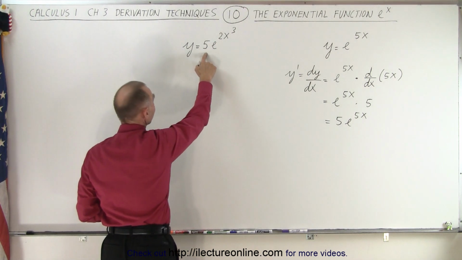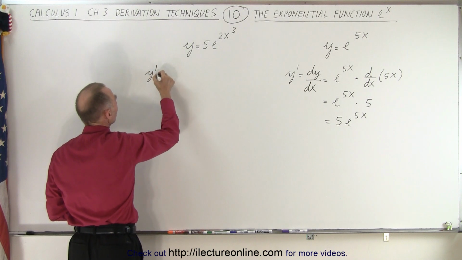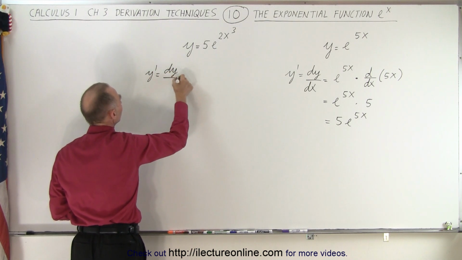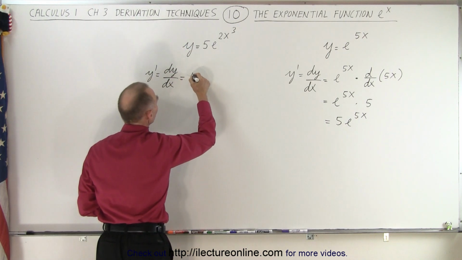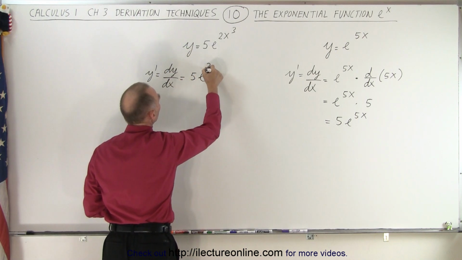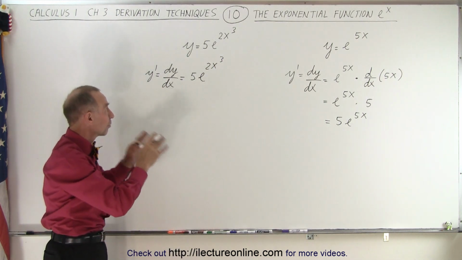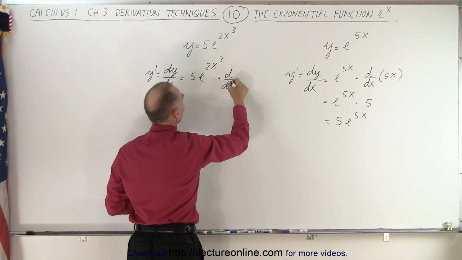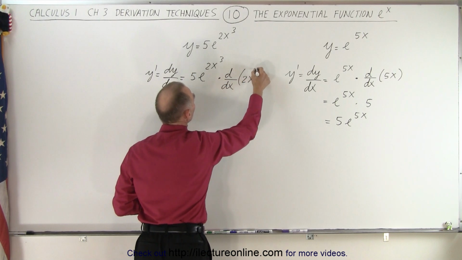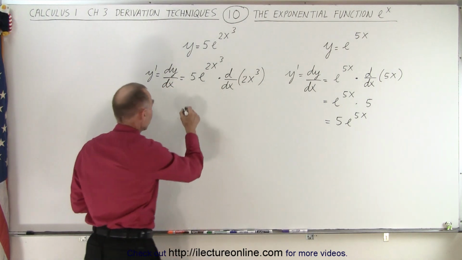So now that we know the technique, we're going to do the exact same thing here. Notice we have a constant in the front, so we can just go ahead and ignore that, leave it out. So y prime, which is equal to dy/dx, is equal to, we write the exact same thing we have before, so we have 5e to the 2x cubed, but now we're going to multiply that times the derivative of the exponent, so times the d/dx of 2x cubed. So now we know how to take the derivative of that, so that goes as follows.